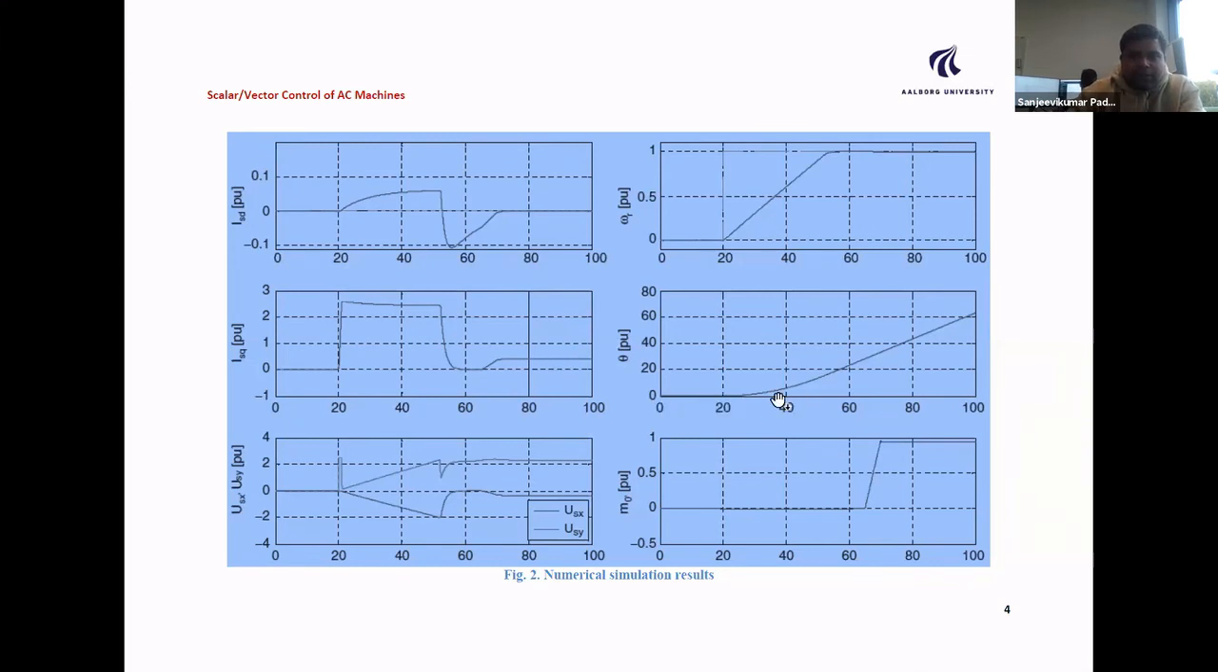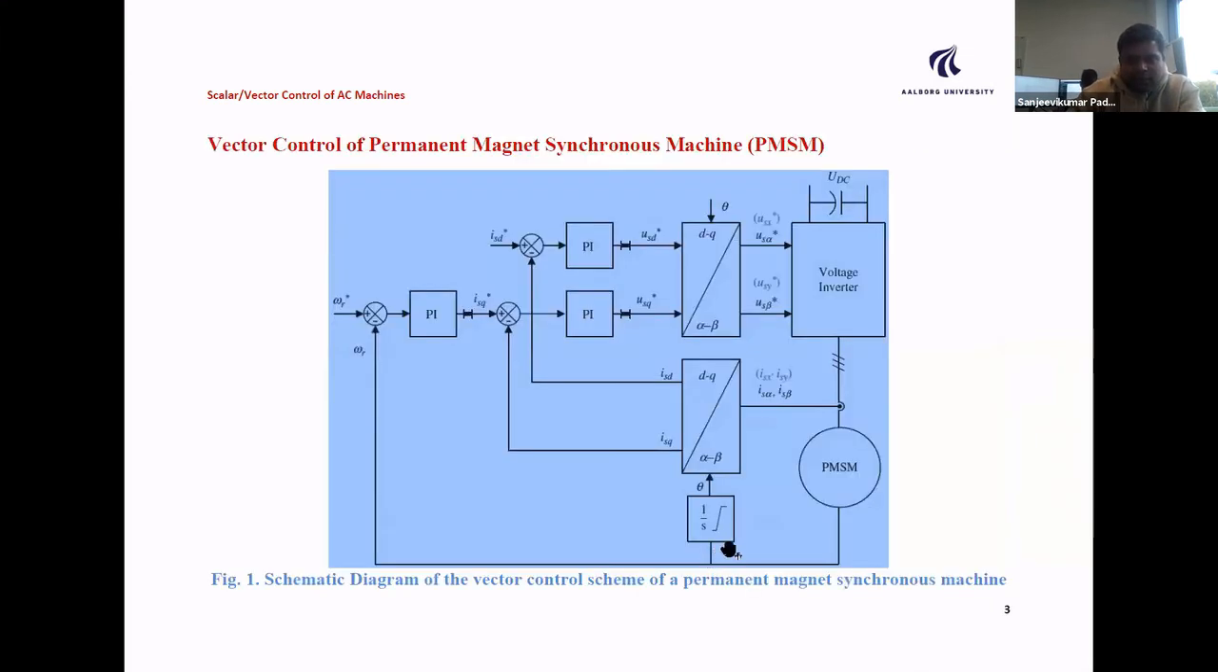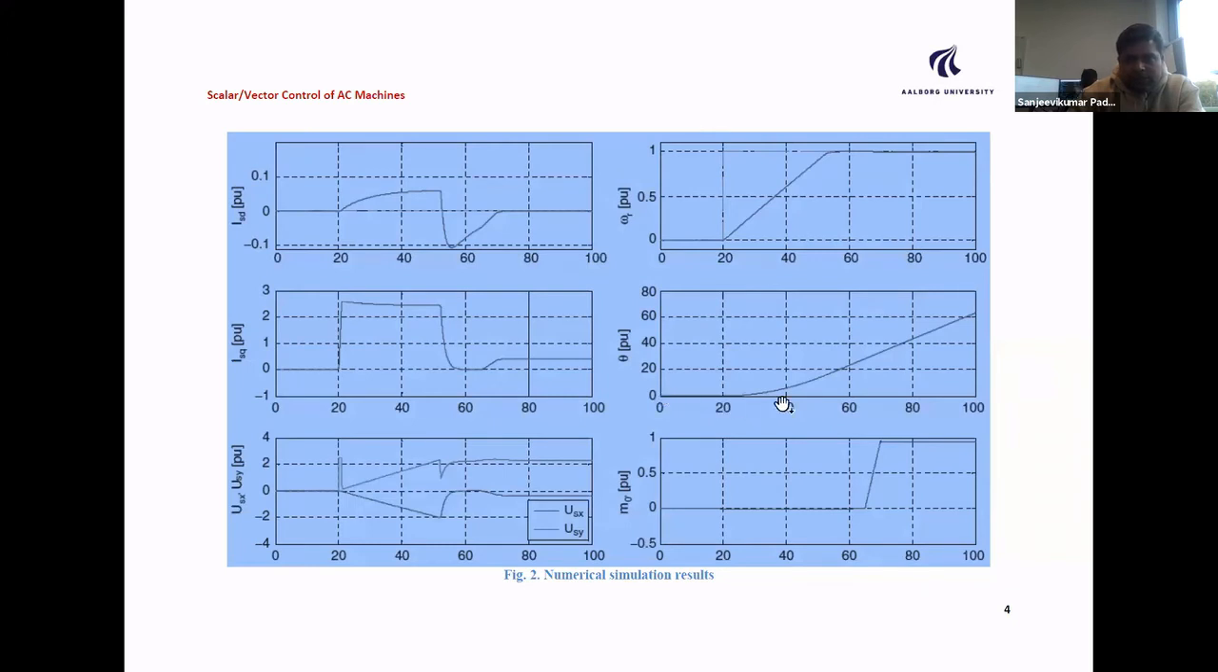And this is the angle theta. What happened when I integrate the speed? So you can have a look. 360 degree rotation starts after 20 because the speed starts at 20 and it is propagating like 360 degree rotation. And these are the parameters of your flux and torque components in voltages.